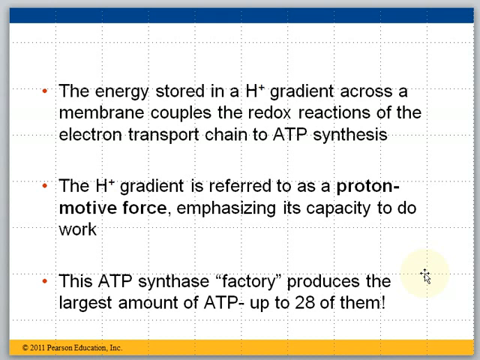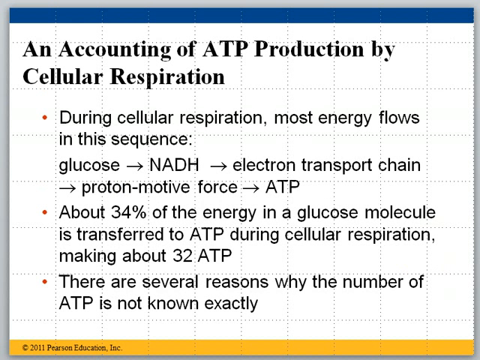And this ATP synthase, a little factory, this little machine, it's what produces most of the ATP in this whole process. It can make up to 28 ATP molecules. So let's do a final accounting of what we've done, what we've created. So in cellular respiration, most of our energy looks like and flows like this.